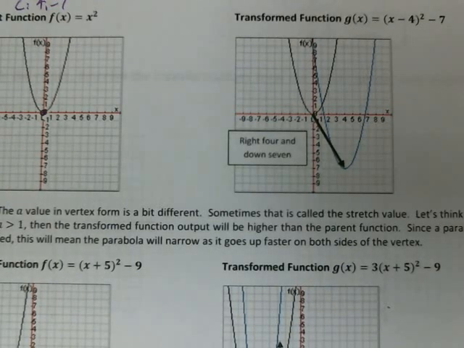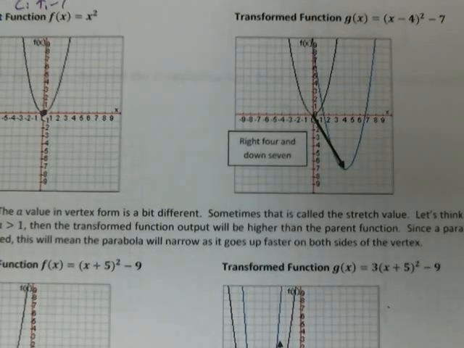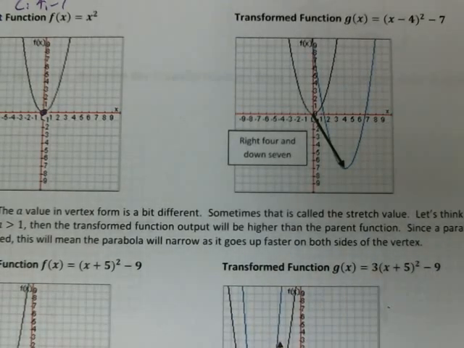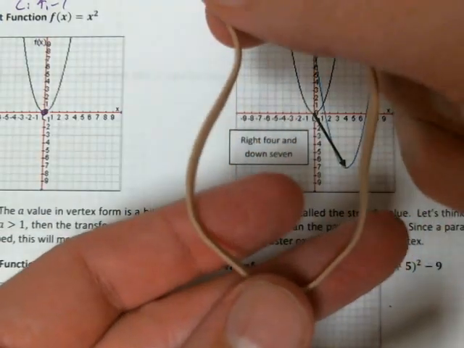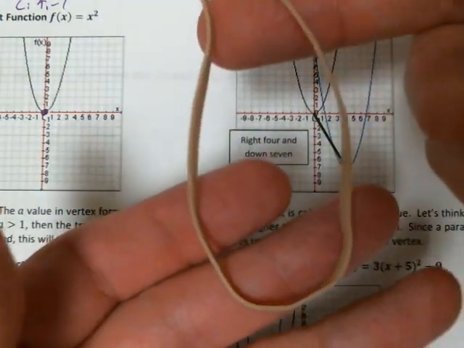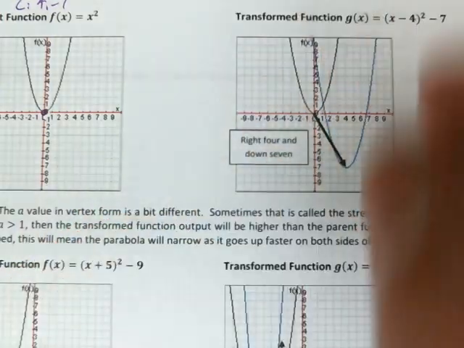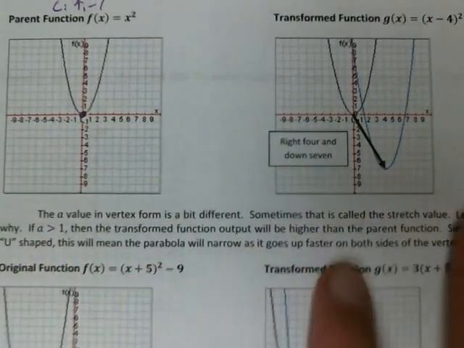Okay, so let me grab a rubber band here. This is what I use when I normally teach this lesson. The best way I can explain what I just read to you is to think about the parabola as a rubber band. So this is my U shape. Now, what is the A value?